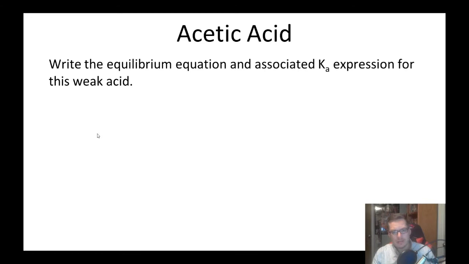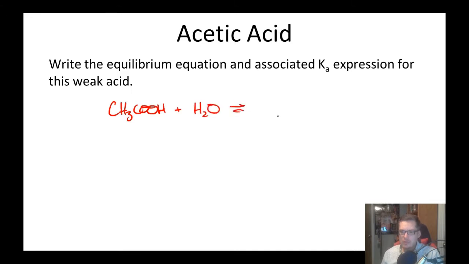All right, let's try a couple of practice problems. It says write the equilibrium equation and associated Ka expression for this weak acid, acetic acid. Acetic acid is CH3COOH. It's going to be reacting with water, and we know it's a weak acid, so it's going to form an equilibrium. This is an acid-base reaction. Acids donate a proton, so we get CH3COO minus because it got rid of that last proton. The water is going to accept that proton, so it becomes H3O plus. So you get acetate and hydronium.